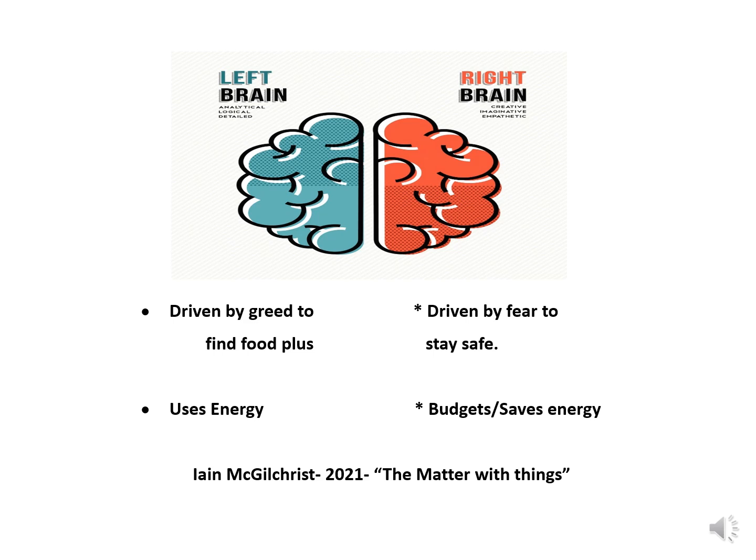McGilchrist says for 2 million years we've been hunter-gatherers, from the time we stood up on 2 legs as Homo erectus, right up to 10,000 years ago. That's what we did: hunter-gather. The left brain was driven by greed to find food, and the right brain was driven by fear to stay safe.